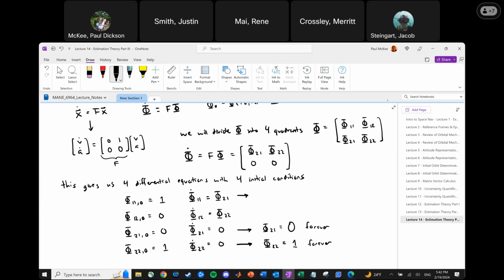Let's skip one. Let's go up here. Phi 1,1. So it starts off at 1, and then its derivative is phi 2,1. But we just said that phi 2,1 is 0, and it's never going to stop being 0. So that means that phi 1,1 is something forever.